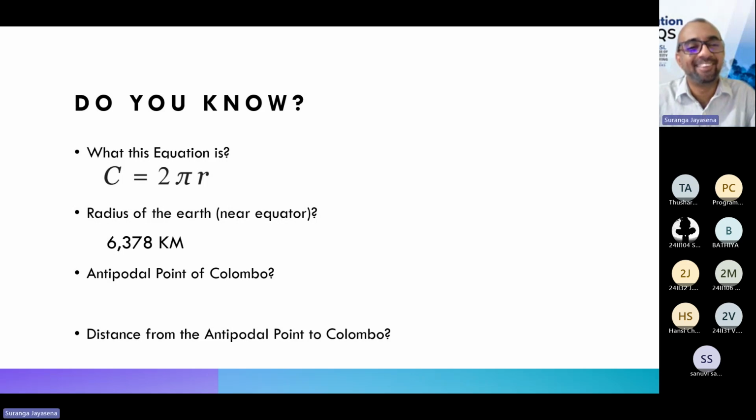Next question. Antipodal point of Colombo. What is antipodal point? Any idea? The meaning of that? You may not know. Okay, but I will explain.